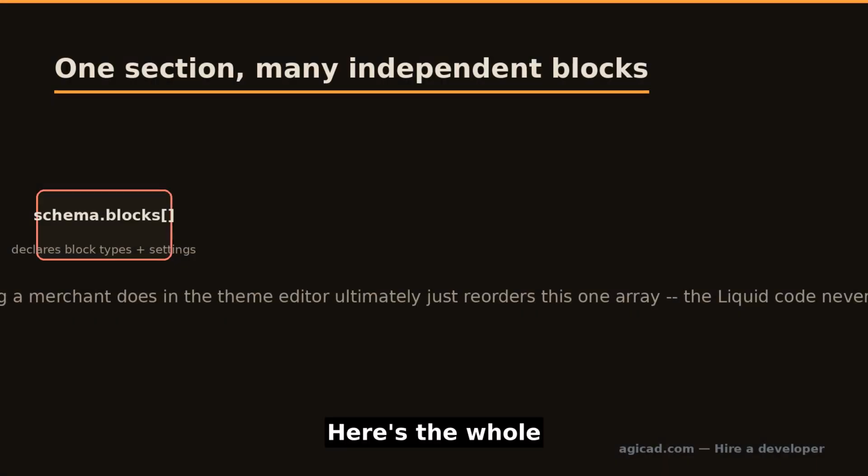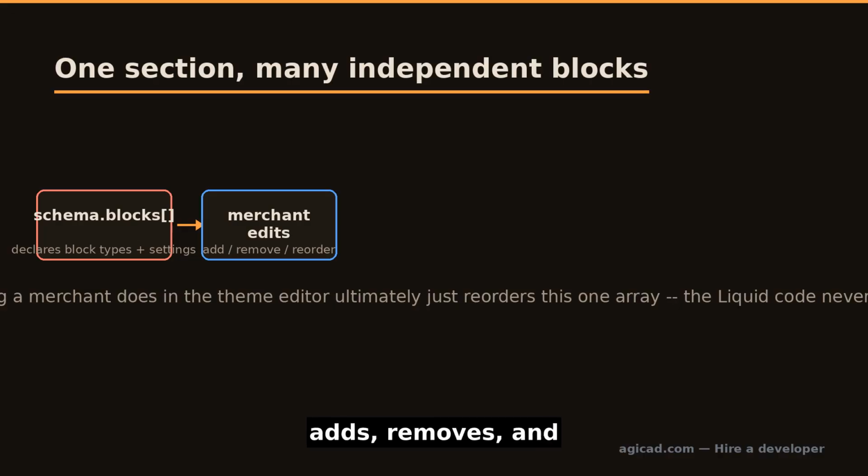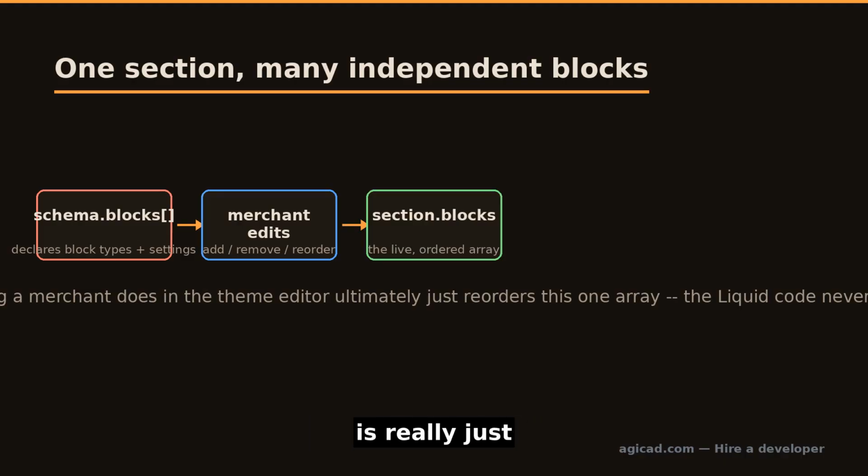Here's the whole model in 5 stages. A section schema declares which block types exist and what settings each one exposes. A merchant then adds, removes, and reorders blocks entirely inside the theme editor, no code involved. Every one of those edits is really just reshaping one live, ordered array, section.blocks.